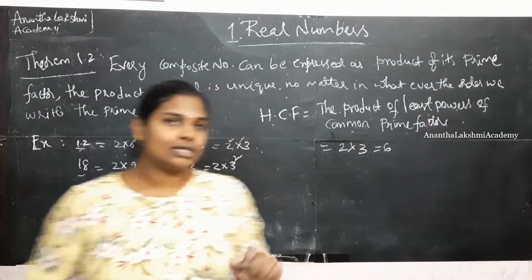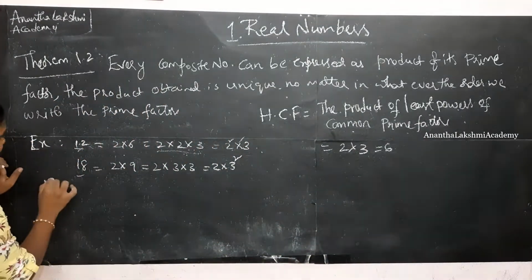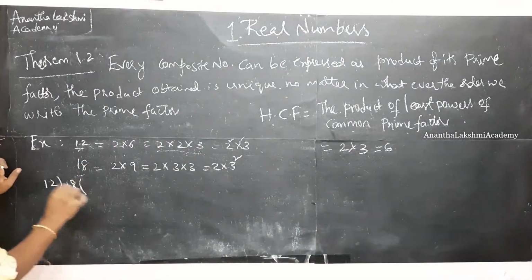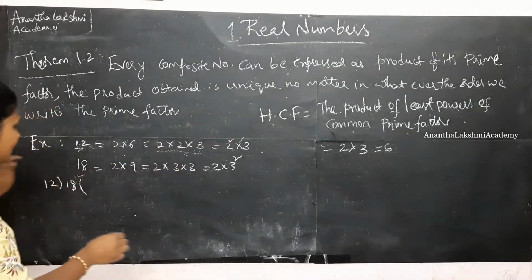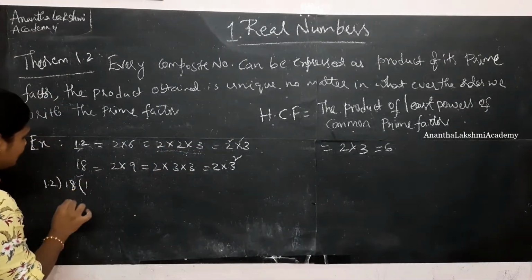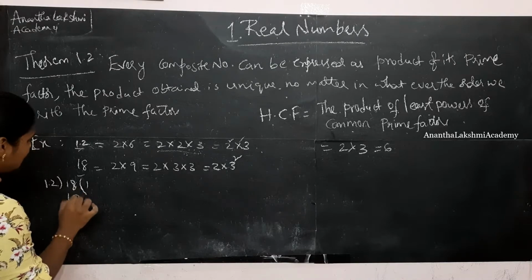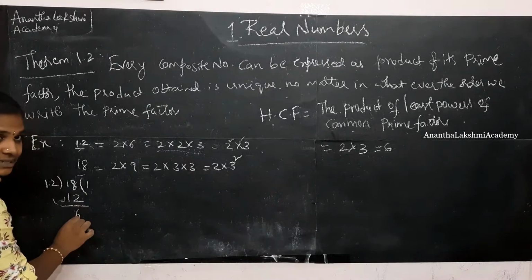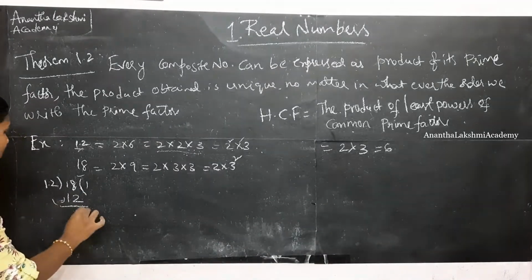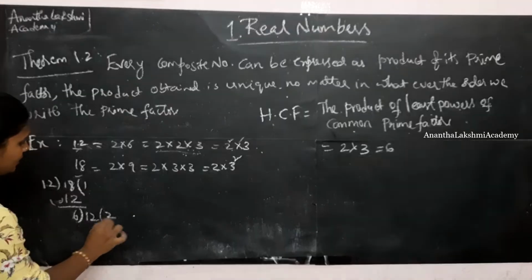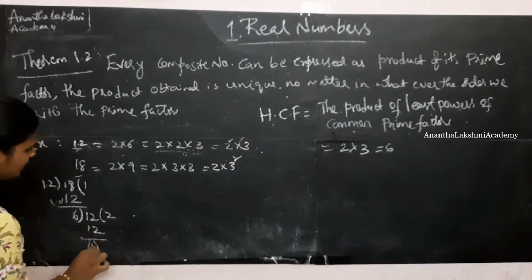Alright, let's solve the HCF of 12 and 18 using Euclid's lemma to figure out whether we are getting the same answer. So 12 ones are 12. When you do the subtraction, 6. The remainder is not 0, so we divide the divisor with this remainder. 6 2s are 12. This becomes 0.